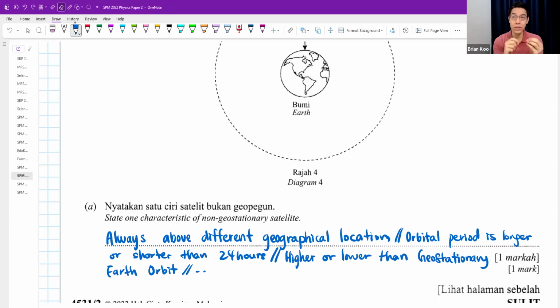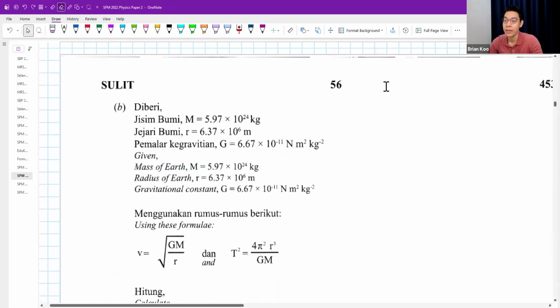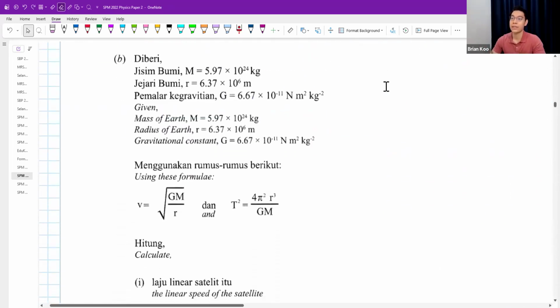Guys, please make sure you know the difference between rotate and orbit. Don't mix up the two words. We are quite strict about it. Rotate is for the Earth. Orbit is for the satellite. Satellite will orbit. Earth will rotate. Okay, and there are many other answers, but I feel these few are the better ones. Any one will do.